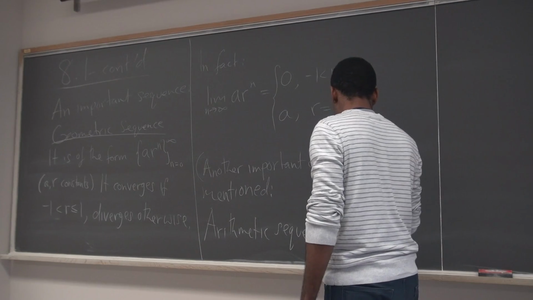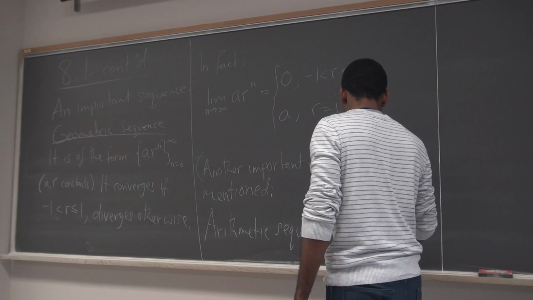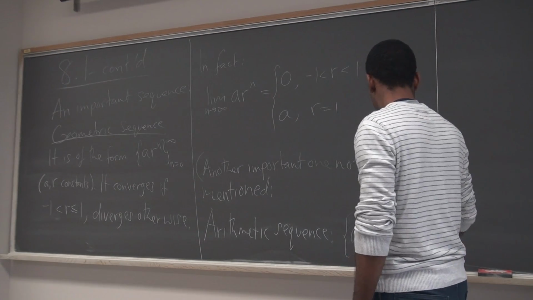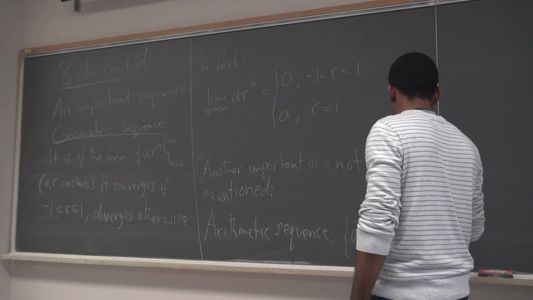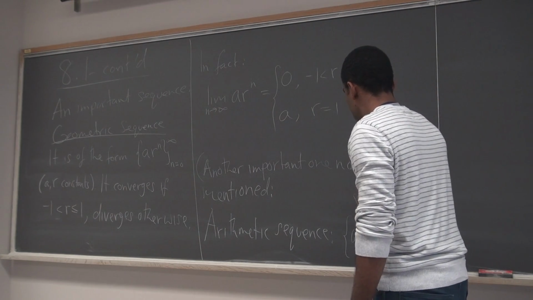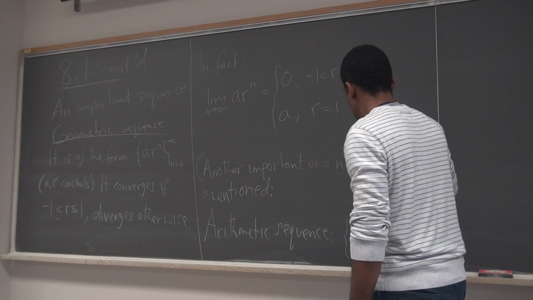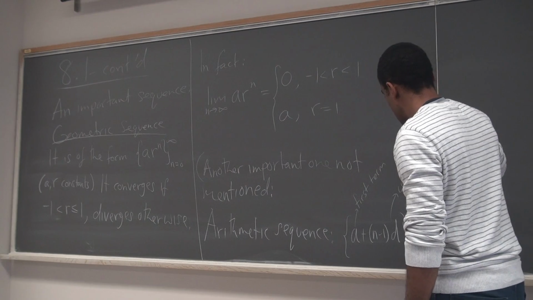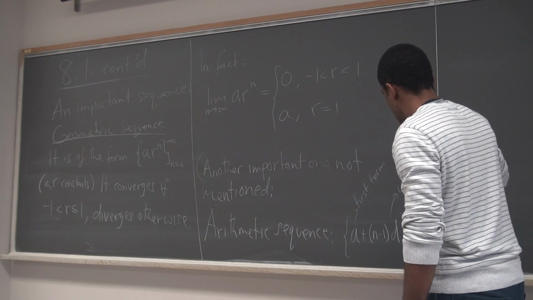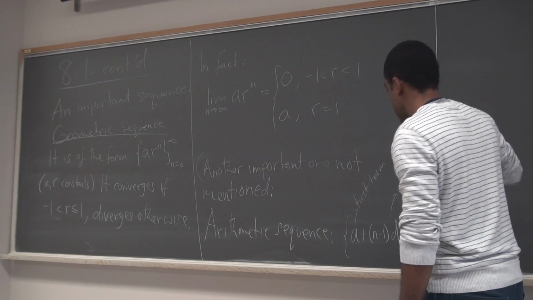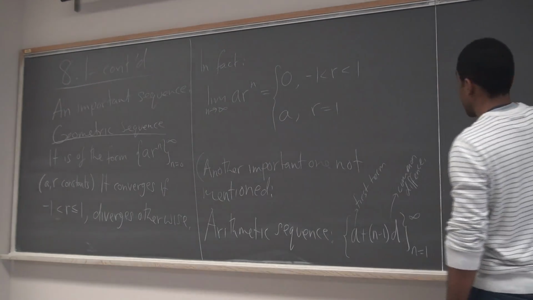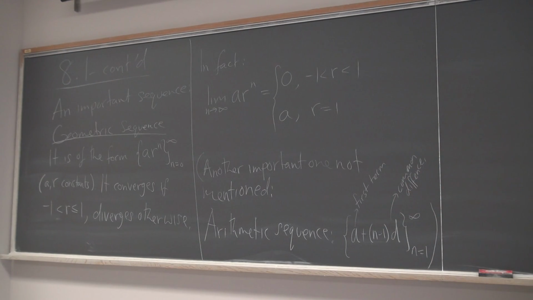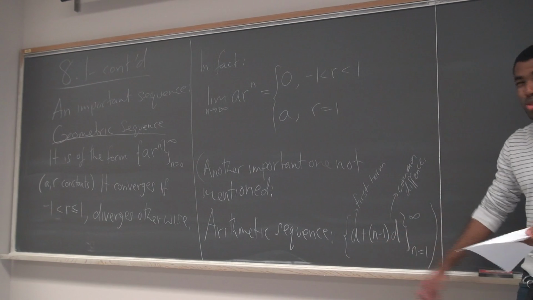It's a sequence that looks something like a plus n minus 1 times d, n goes from 1 to infinity. a is the first term, and d is called the common difference. So it sort of looks like the equation of a line. It's called an arithmetic progression. I won't really say any more about it because for a series, which is where we're going, it's not very useful. It'll always diverge as n goes to infinity.